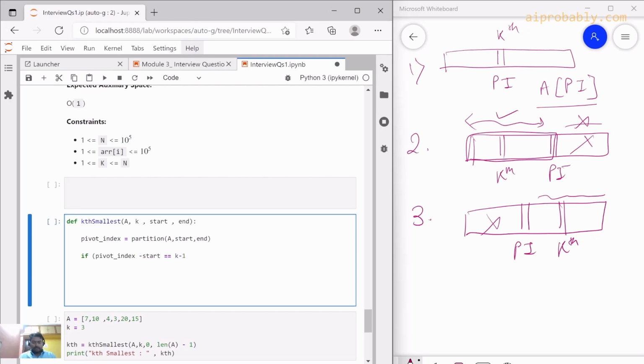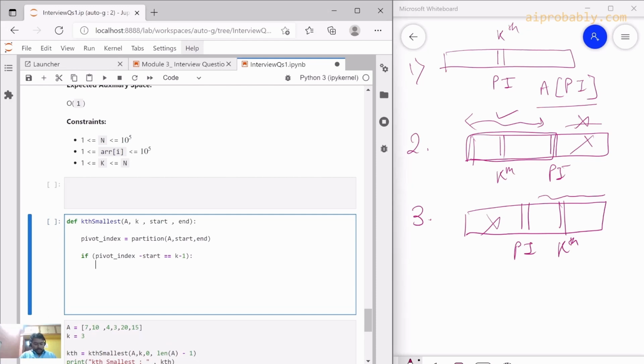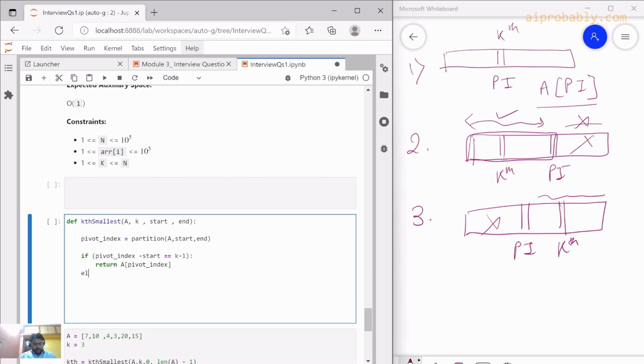So I am taking the value of the difference from the pivot index to start and comparing it with the kth value, and if this value is still the same, this simply means that I don't have to do any further operation. I can simply return the value of a of pivot index, because that is the value which I am expecting.